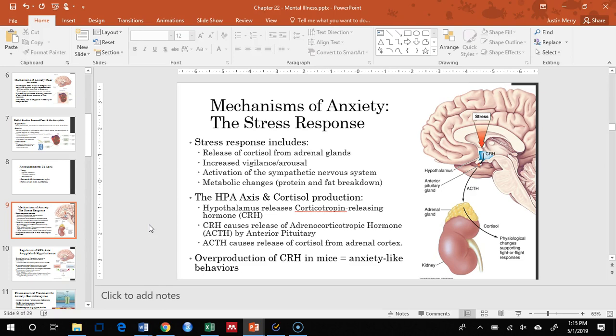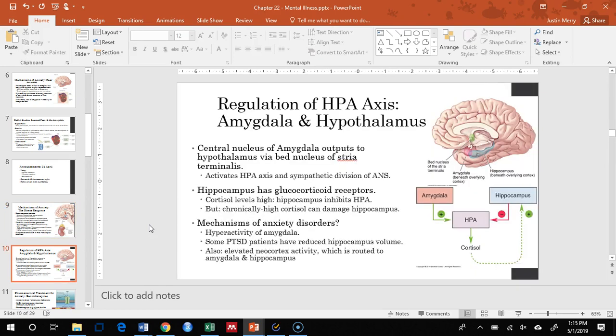There are at least a few different things mentioned here and there that directly link this with anxiety behavior. For one thing, overproduction of corticotropin-releasing hormone, CRH, in mice does result in anxiety-like behaviors. Furthermore, people who have anxiety disorders often have some disruption of the normal function of the HPA axis. For example, people with elevated anxiety will often have high levels of cortisol, so they have elevated stress responses.